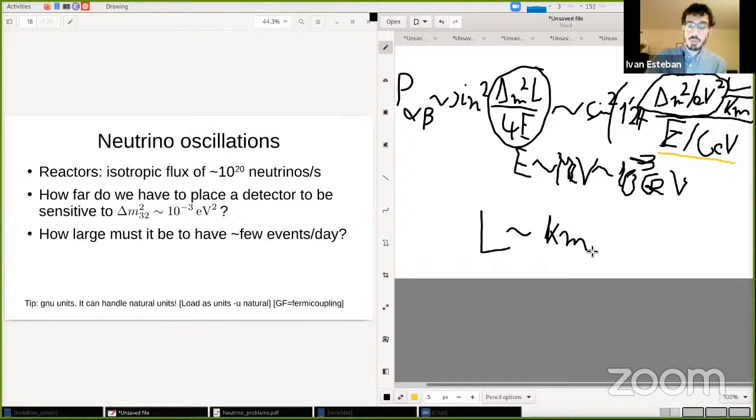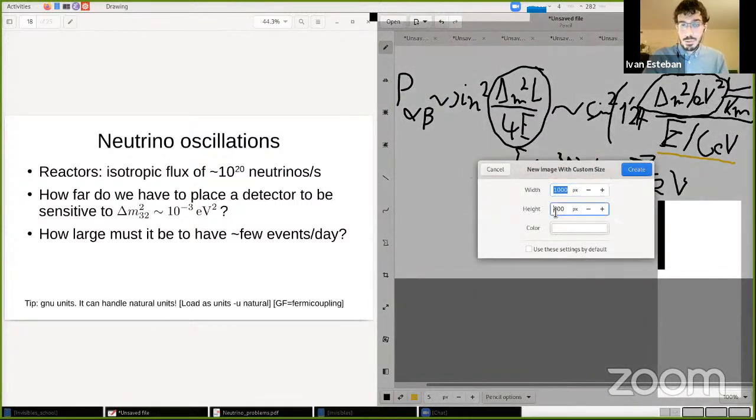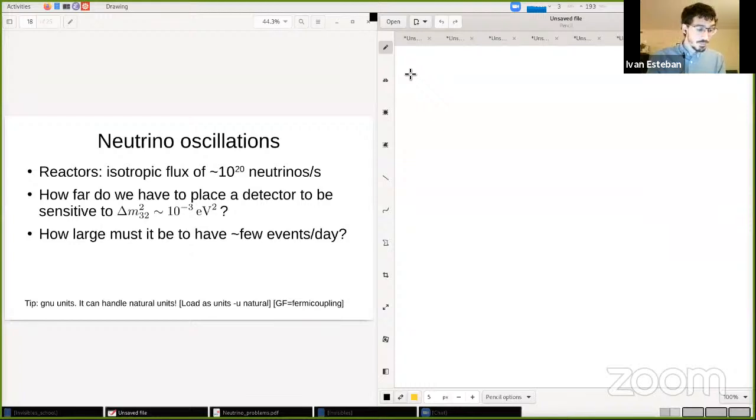So we have to take a neutrino detector and put it 1 kilometer away from the reactor to be able to observe neutrino oscillations. Now, the next question is, how large must this detector be? And this will be the last problem that I do so that you have time to go to Canfranc. So the number of events that we will observe in this experiment can be estimated as the flux.